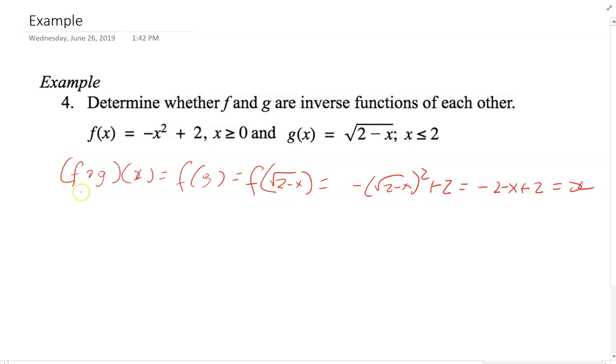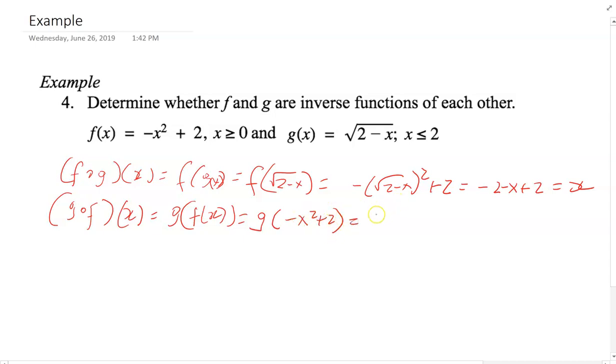And also let's check that the g o f of x is equal to x. So g o f of x is equal to g of the f of x, right? Let's fix that g up there. So that's going to be equal to the g of negative x squared plus 2. And so that would be equal to radical of 2 minus parentheses negative x squared plus 2.